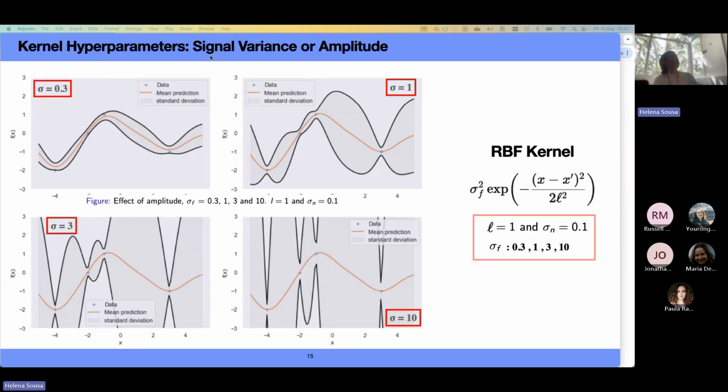And if we look at the effect of the signal variance or amplitude, defined by this sigma of f, we can see how it also affects the uncertainty that we have in our data. A larger variance will make our confidence intervals become much larger.